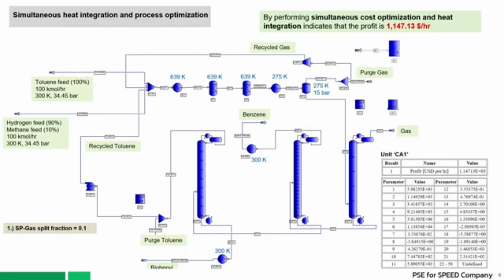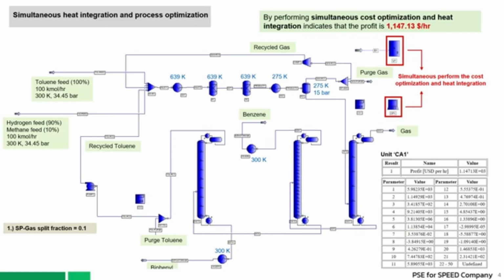This slide shows the simultaneous heat integration and process optimization by using the PSE for Speed heat integration module as the user-added module in Pro/II, as highlighted in the red box here. The module will find the optimum heat integration and transfer the results to the optimizer in Pro/II to find the optimal operating conditions at the same time through the heat integration module to perform the simultaneous approach.